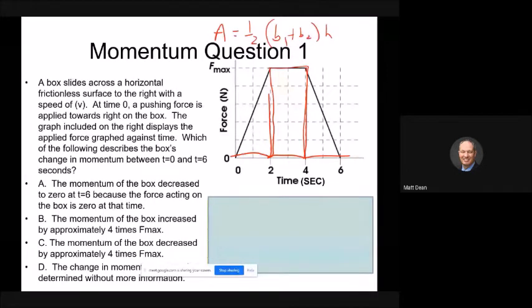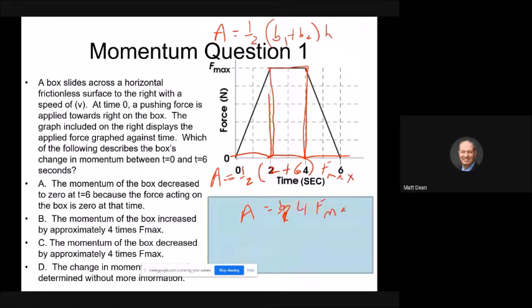So my area is going to be equal to 1/2 base 1, which I'll call the top, and that top runs from 2 to 4. So that top is length 2. The bottom is from 0 to 6, so length 6, times the height. And the height we have is just F max. We don't have any units, so we're just going to write F max for the height. So my area is 1/2 times 2 plus 6, which is 8. So that's 4 times F max.